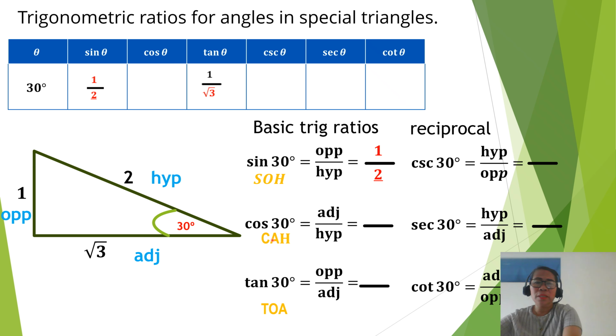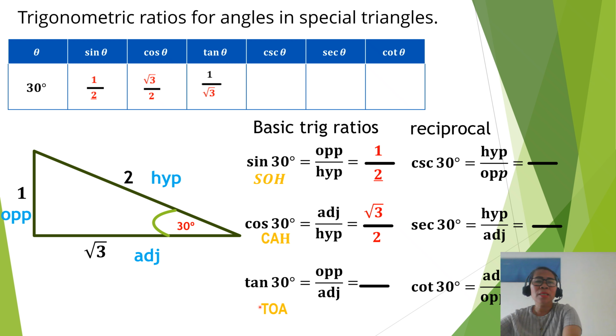What about the cosine of 30? Where is your 30 degrees? Cosine is adjacent over hypotenuse. So therefore, adjacent is square root of 3, while the hypotenuse is 2. So having it on the table, square root of 3 over 2.